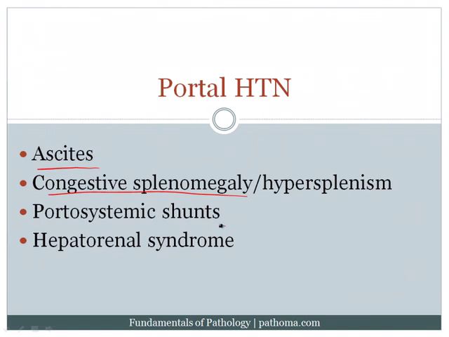In addition, we can see portal systemic shunts, and some examples include esophageal varices, hemorrhoids, and caput medusae. All of these are examples of portal systemic shunts because you can't get the blood through the liver. And a final complication is hepatorenal syndrome. This is a rapidly developing renal failure in the context or in the face of cirrhosis.